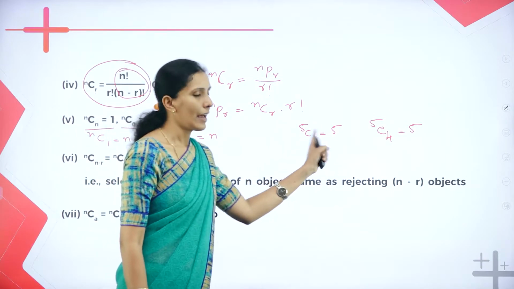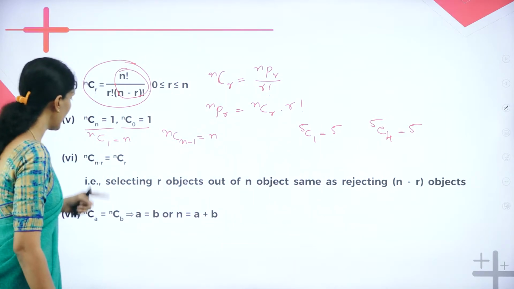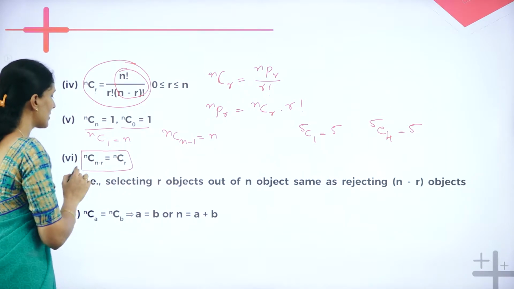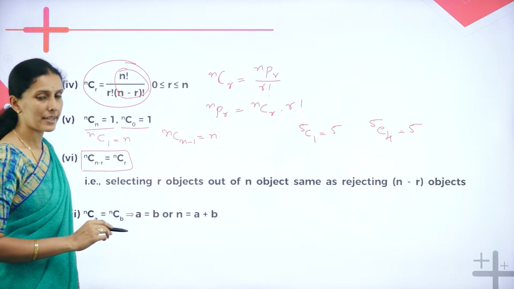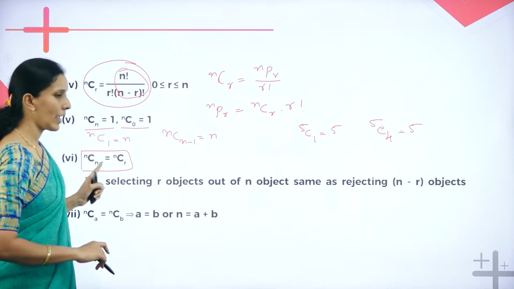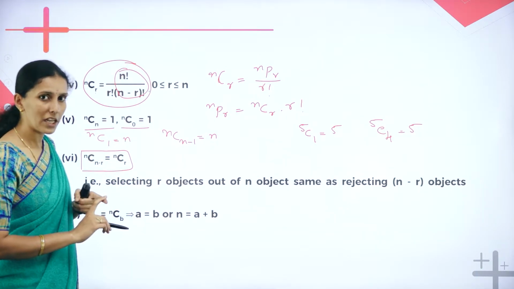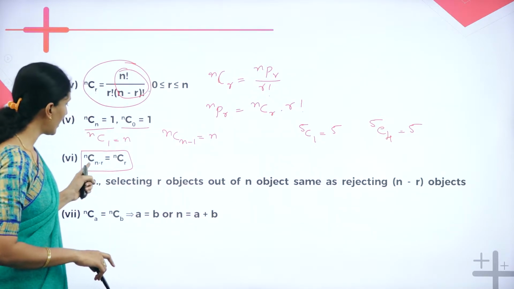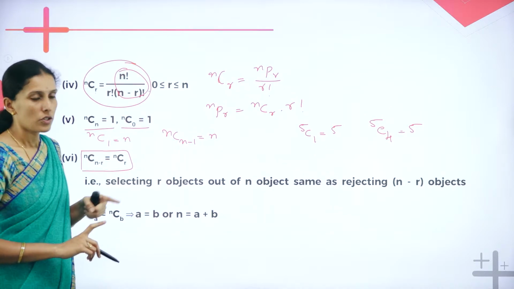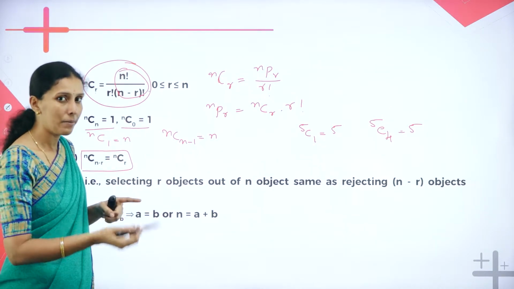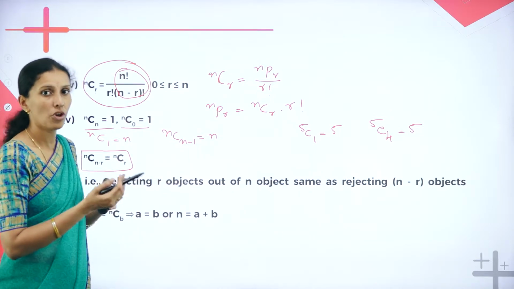This leads to one more case. You can see NC N minus R is equal to NCR. They are one and the same. So NC N minus R can be written as NCR. What is the meaning of that? Selecting R objects is nothing but rejecting N minus R objects. So if you are selecting R objects from N, the remaining N minus R are the ones you are rejecting, which are one and the same.